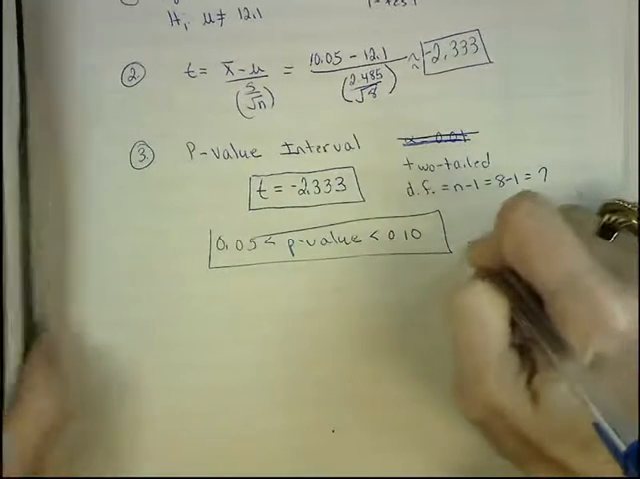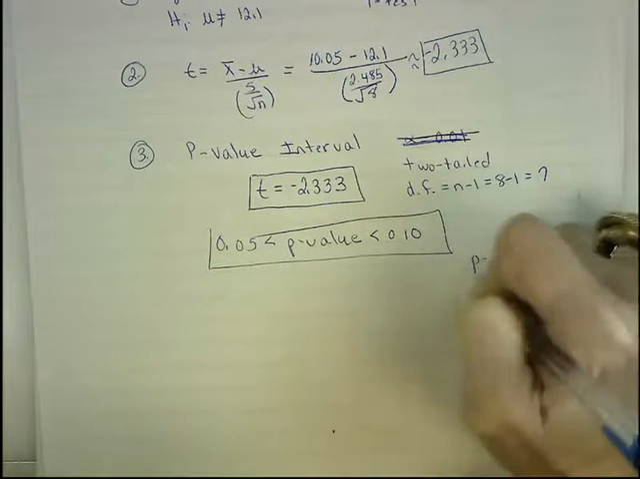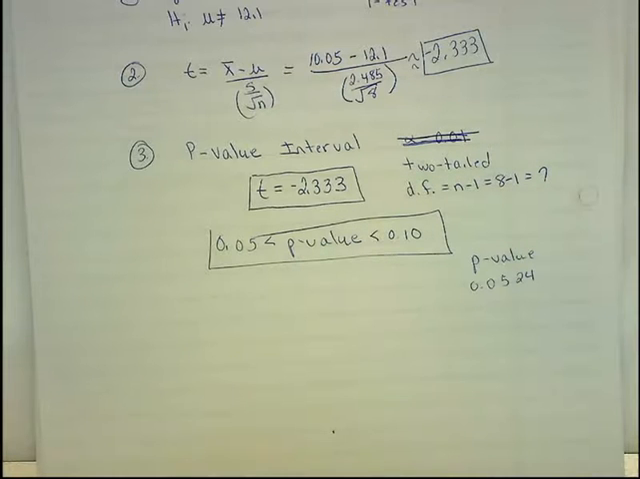And that's using the test statistic. The p-value from the calculator is 0.0524. And notice how that does indeed fall in your p-value interval. 0.0524. It's a little bit larger than 0.05.